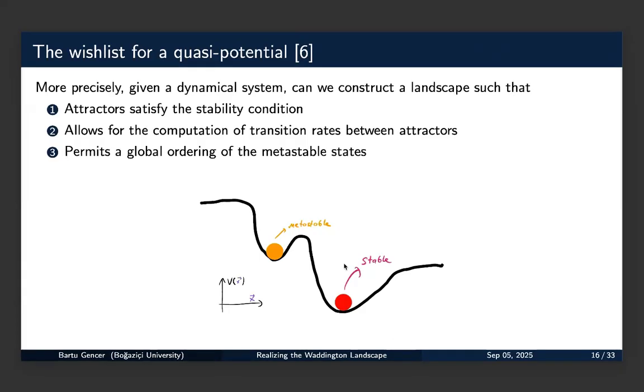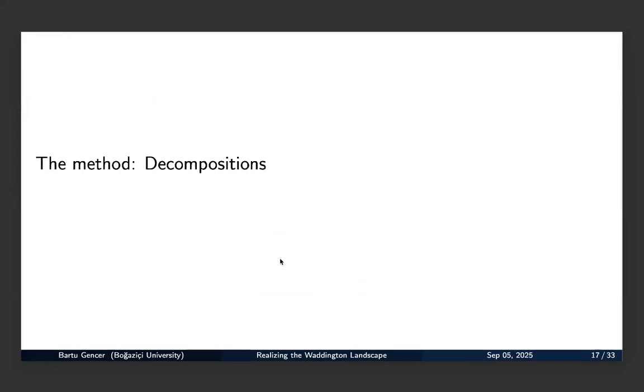So both of these states here are stable, but we call the orange one metastable. And we want the quasi-potential to permit a global ordering, meaning that we want to be able to say that, okay, this orange state is less stable than the red one. This sounds really trivial when you put it like that, but it actually turns out to be a really big problem. Okay, so let's move on with the first approach, which is to deal with field decompositions.